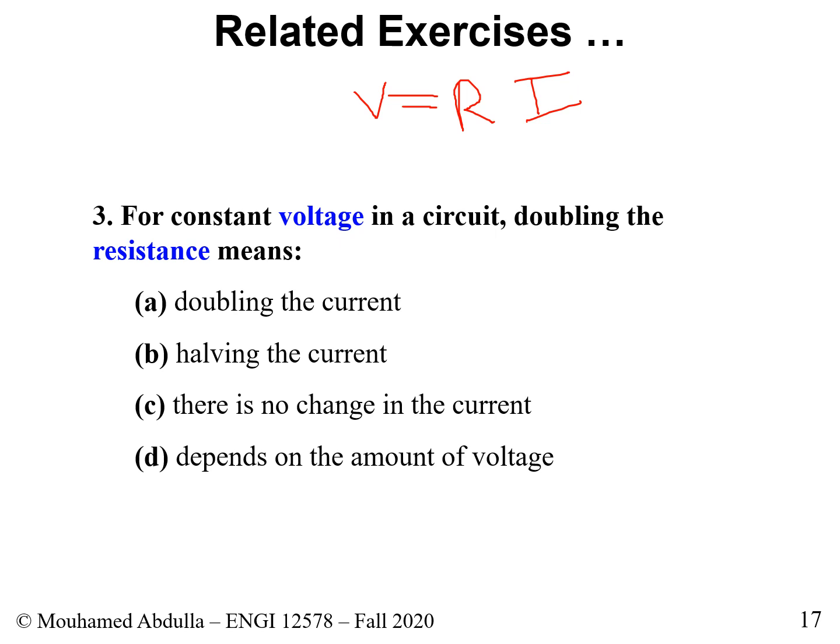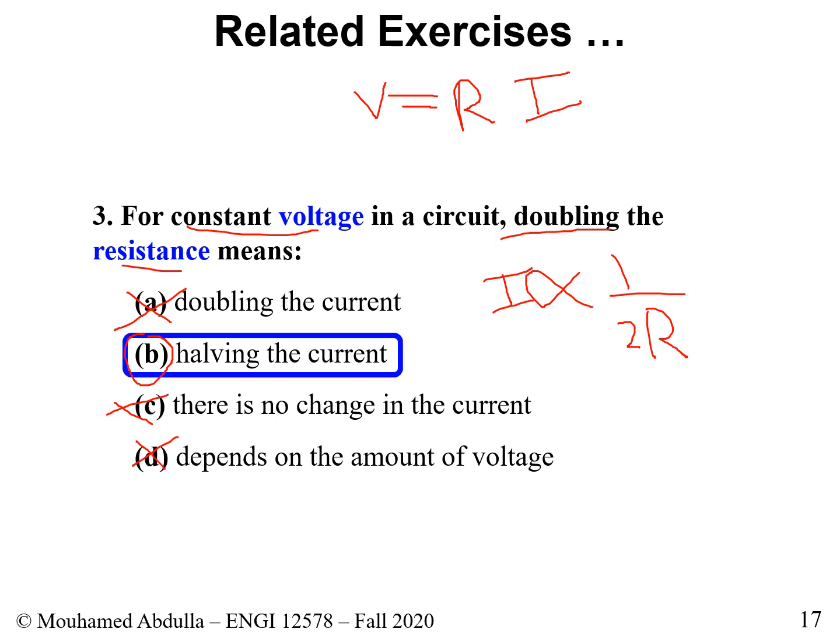Doubling the current? Well, we know the relationship: current is proportional to 1 over R. So doubling the resistance means doubling the current. This is not true, so A is wrong. Halving the current: if you double the resistance, it becomes half the current of what it was. This is correct, the answer is B. There is no change in the current. This is wrong. And depends on the amount of voltage. Here we said for a constant voltage, so this is also meaningless. So the answer should be B.